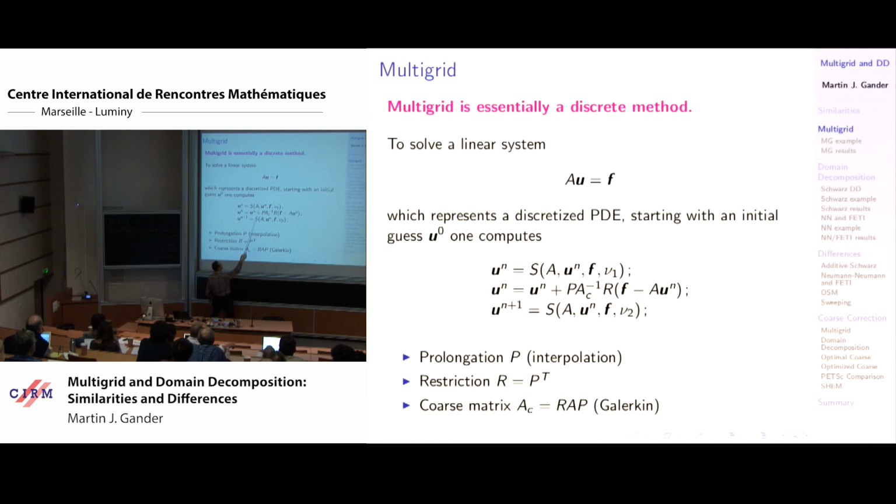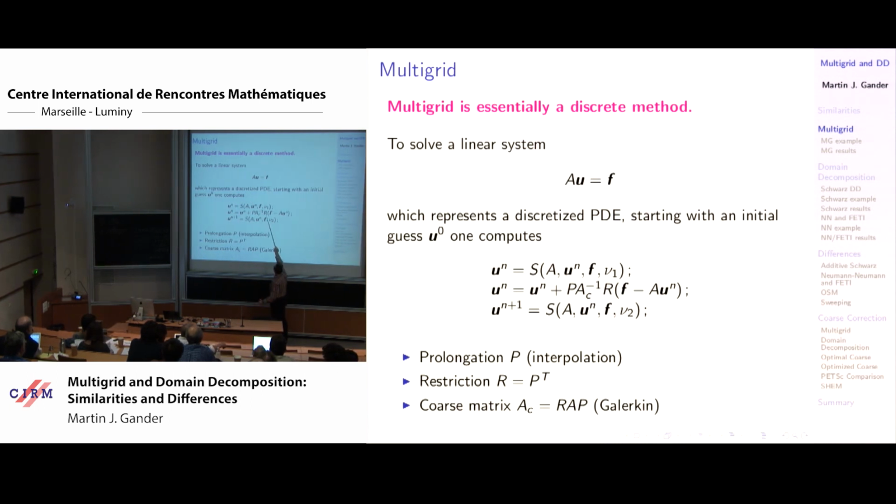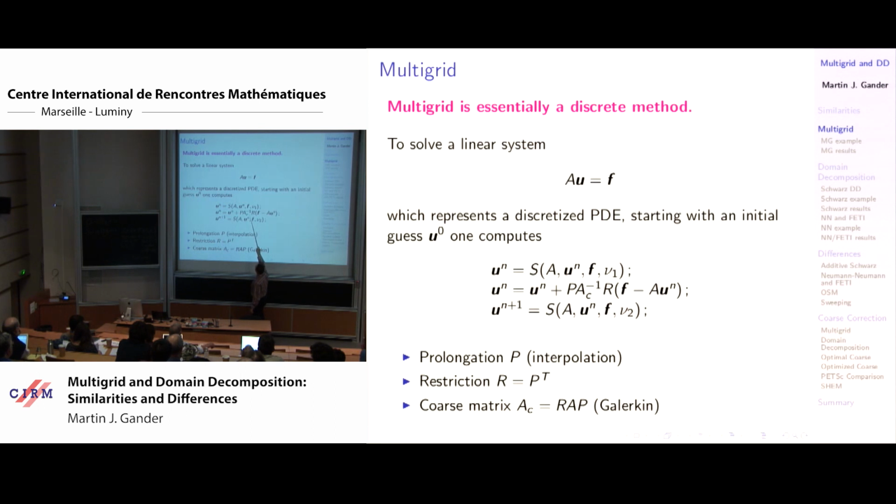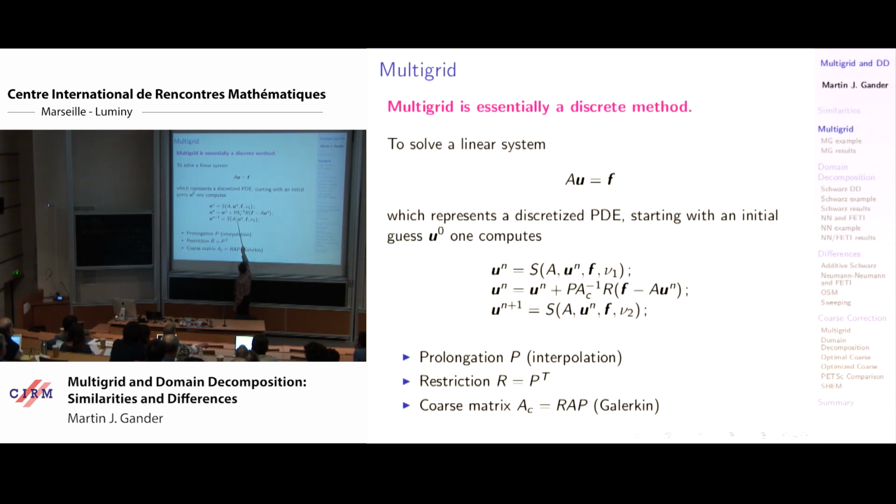You do a few steps, you get a new approximation. Then you calculate the residual, f minus Au_n. You restrict this residual to a coarse grid. You do a coarse solve. You prolongate that solution that you obtained to the fine grid, and you add the correction. And then you might do some post-smoothing, nu2 post-smoothing steps, like you had pre-smoothing steps. Here you get a new approximation, you iterate on this.